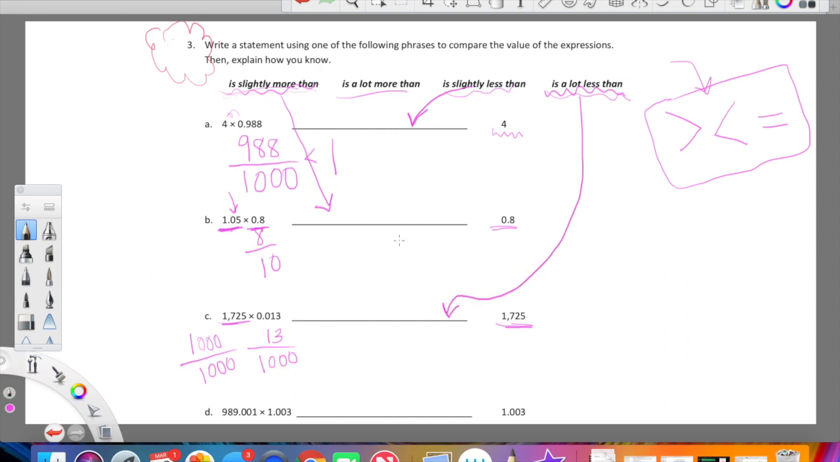13 over 1,000 is a lot less than 1. So our result is going to be a lot less than our original. Cool. Let's look at this one.